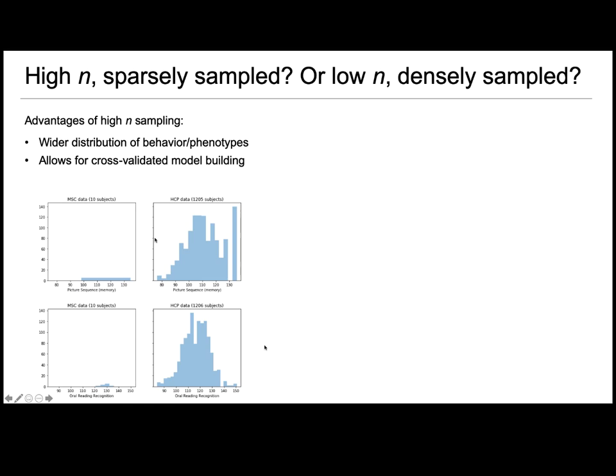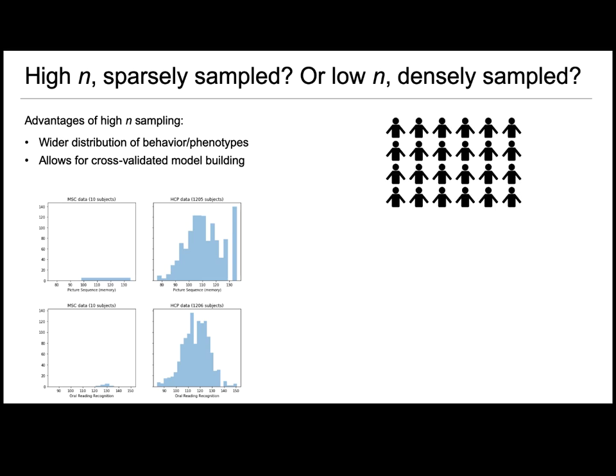If you have a high-end data set where everyone has roughly the same measures, you can do this type of cross-validated model building. You can divide your large sample into a training set and a test set, and then try and build models and see how well they generalize. It's harder to do this if you have less data. So this is just another advantage for high-end sampling.